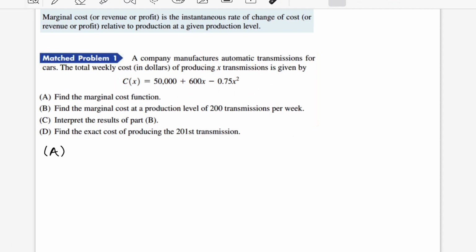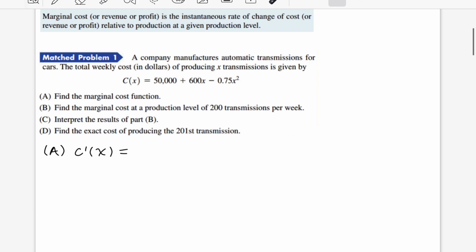So we have C of X here, and what we'll do is take the derivative of each individual term here. So the derivative of 50,000, this is just a constant, so we know that's just going to be 0. So we're not going to write anything for that one. Looking at 600x, we can use our power rule. Remember, we have 600 times x to the power 1, so that 1 comes down in front. So then we have 1 times 600, so we just have 600 in front. And then we have x to the power 1 minus 1, which is just x to the power 0, so we don't have an x term there.